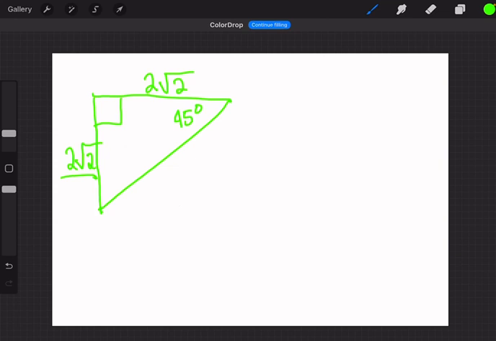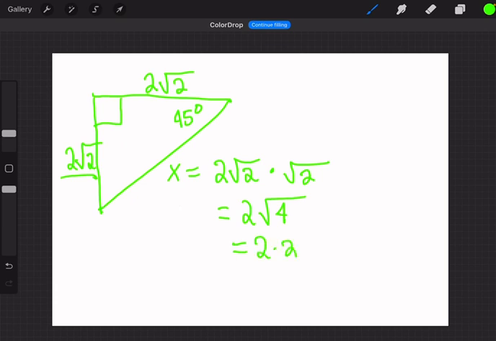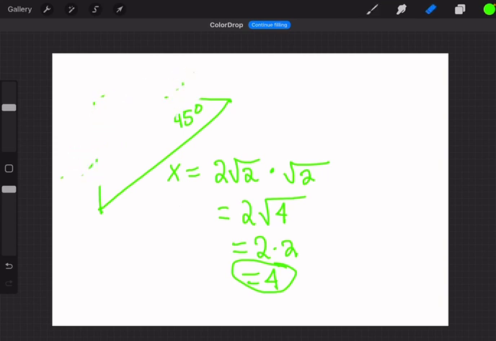So let's do that. Let's just say hypotenuse x. So we can say that x equals 2 times the square root of 2 times the square root of 2. So we can do that in our calculator. You can do 2 times the square root of 4, since you can multiply the 2's. And then the square root of 4 we know is 2. So 2 times 2 equals 4. And that is going to be our answer. So let's continue on to our next problem.